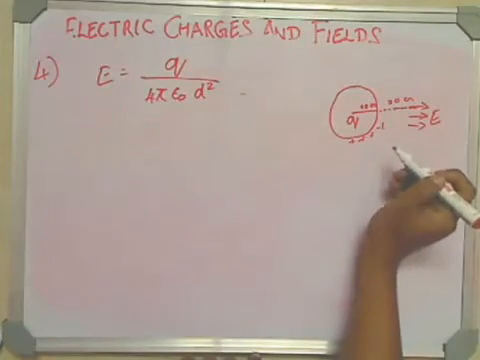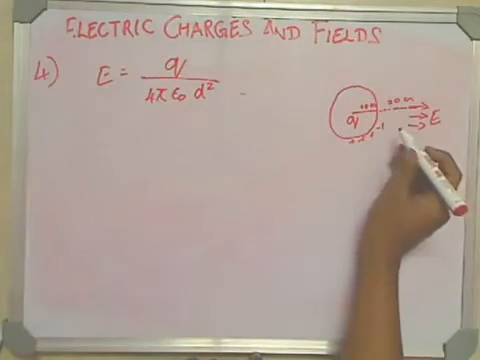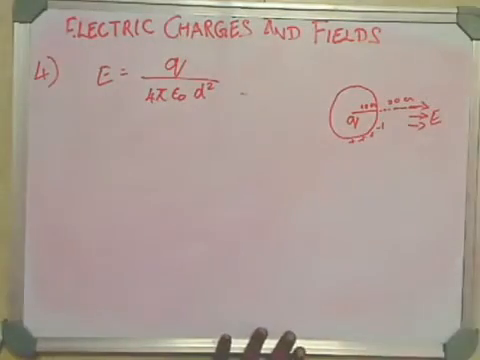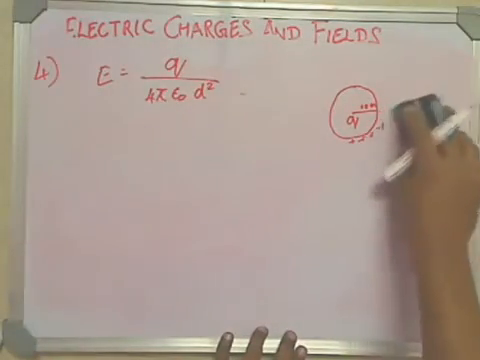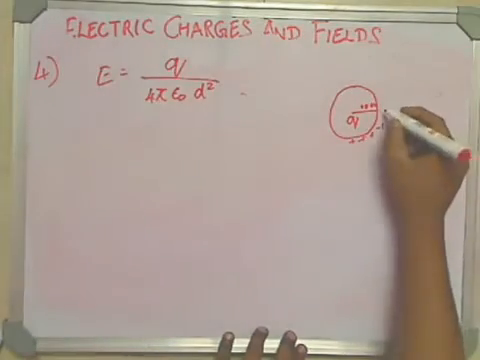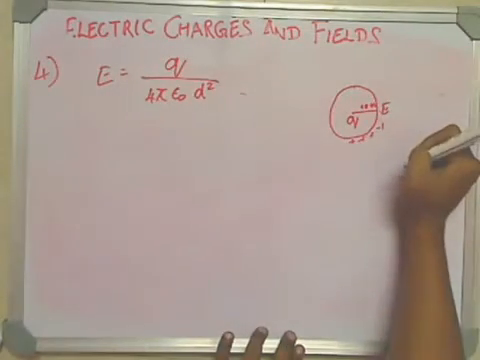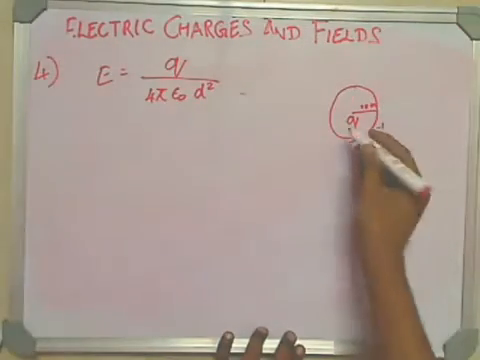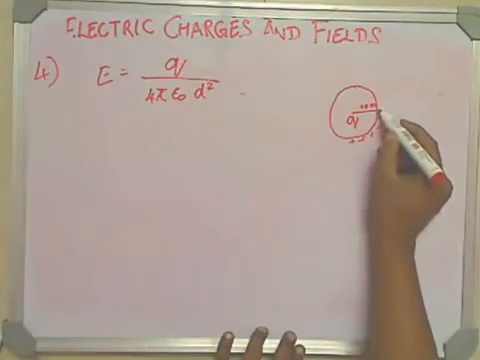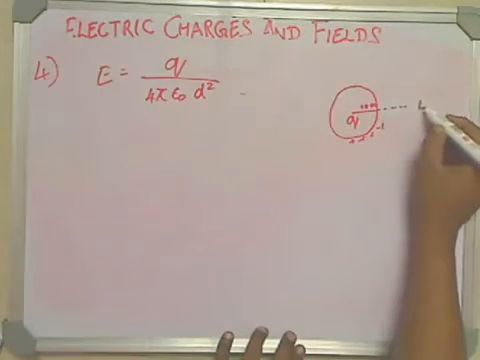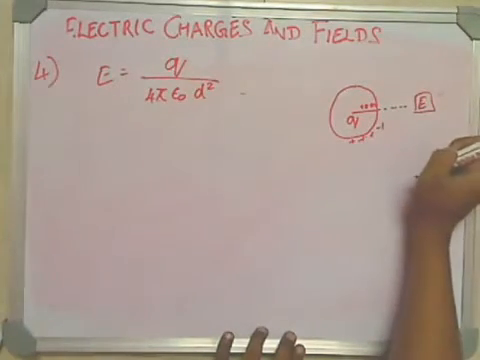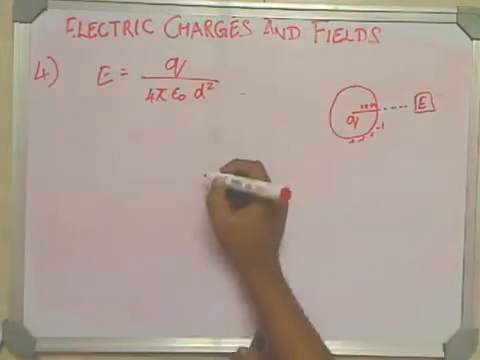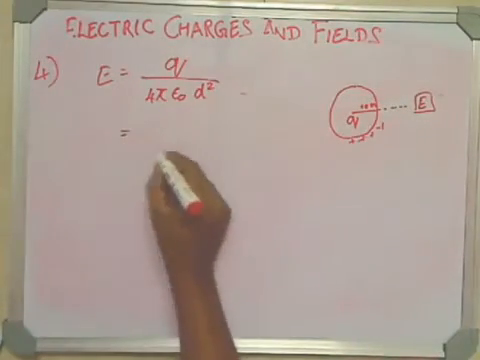If the question actually said the electric field is on the surface of the sphere, my calculations would start from here. But it says the electric field is 20 centimeters away from the center. So 10 centimeters from here, another 10 centimeters here, this is where the electric field actually is. So I need to consider the distance from the center to the electric field. So this is what I would be doing.